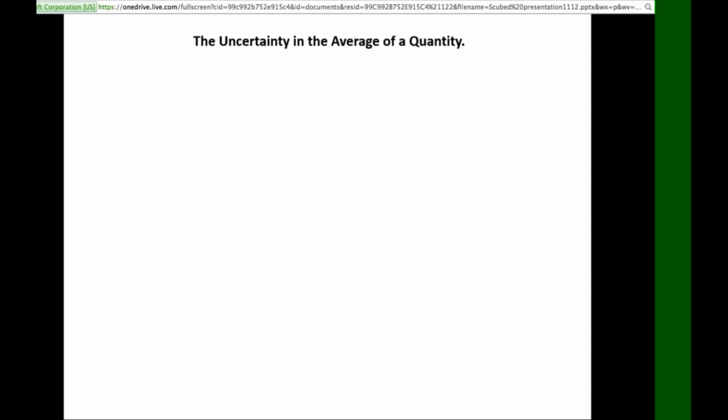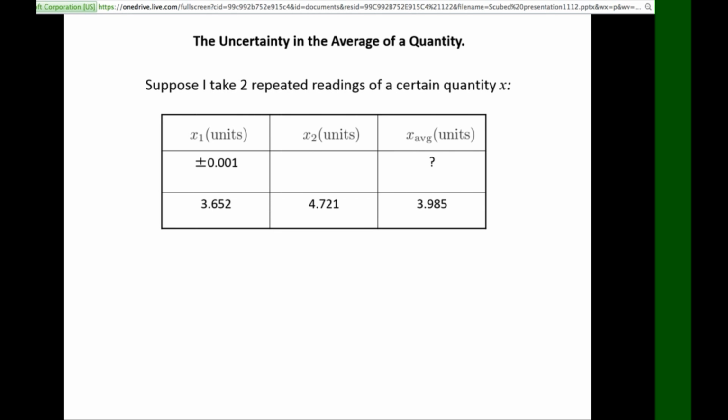So, the uncertainty in the average of a quantity. Suppose I have a quantity x and I take 2 repeated readings. I tabulate my readings, and here there is plus or minus 0.001, so the instrument would have a readability error of 0.002. And what do I write over here? What's the uncertainty for x average?